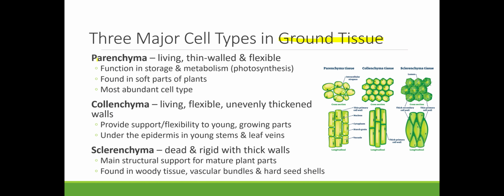And so we have parenchyma, collenchyma, and sclerenchyma. And so the parenchyma, these are your most abundant. These are the ones that are going to be doing a lot of photosynthesis.